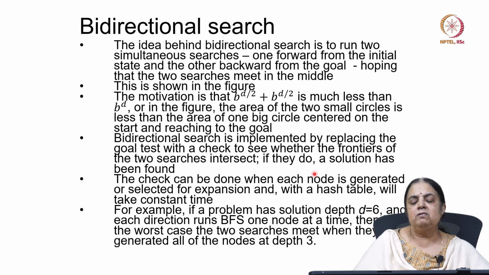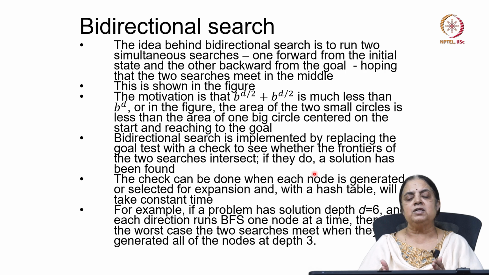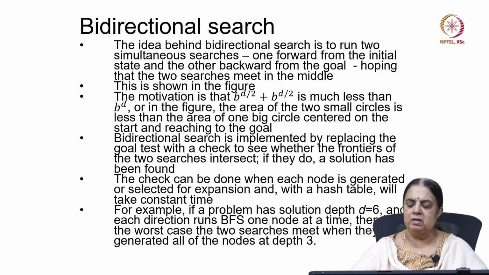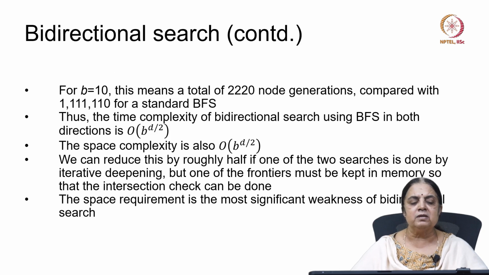Now the next search we are going to see is what is called the bidirectional search. What you are trying to do is start from the start state and go forward towards the goal state, and you start from the goal state and go backwards towards the start state. If the two searches can meet in the middle, then you may get the solution much faster. So it would be something like this.